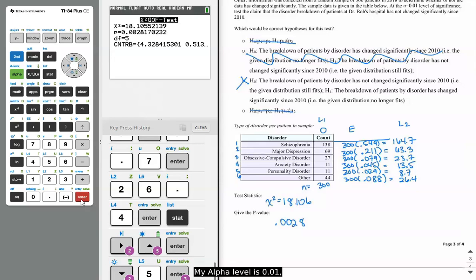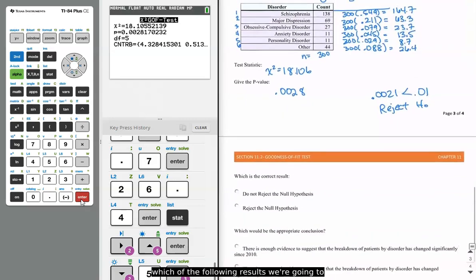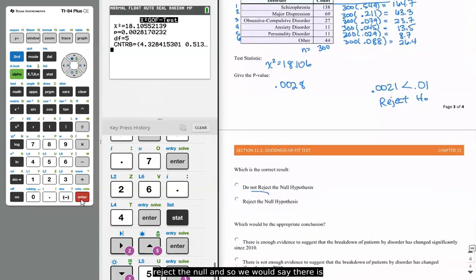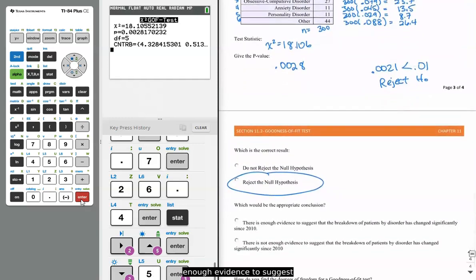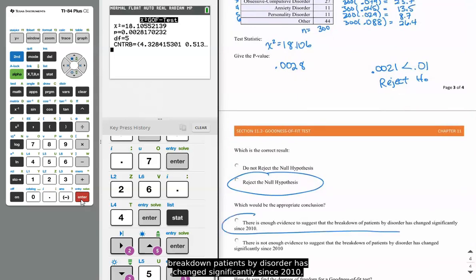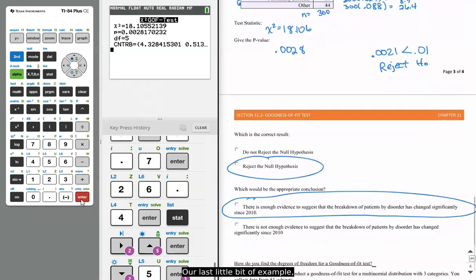So my alpha level is 0.01. So 0.0028 compared to 0.01, alpha is larger, so we are going to reject the null, right? And so my next little part says, which of the following results? We're going to reject the null. And so we would say there is enough evidence to suggest the breakdown of patients by disorder has changed significantly since 2010. So we're concluding that basically the distribution does differ.